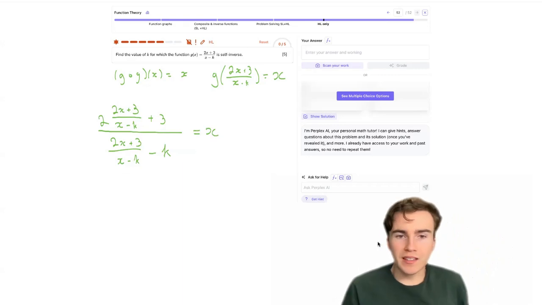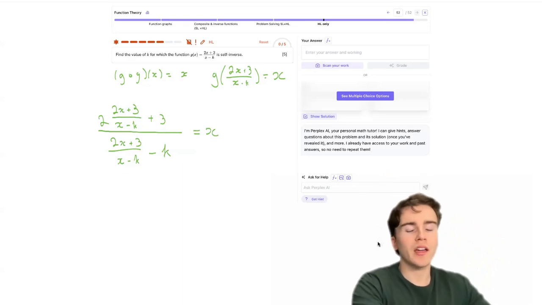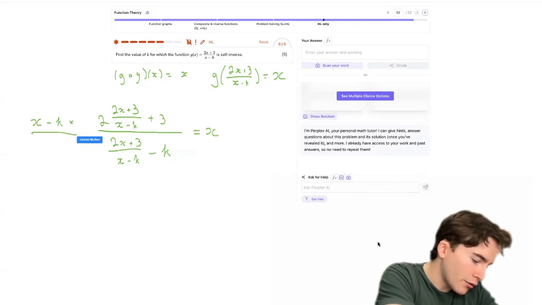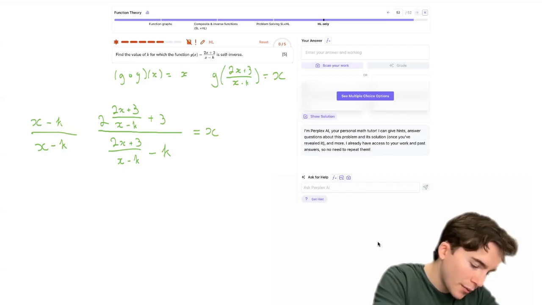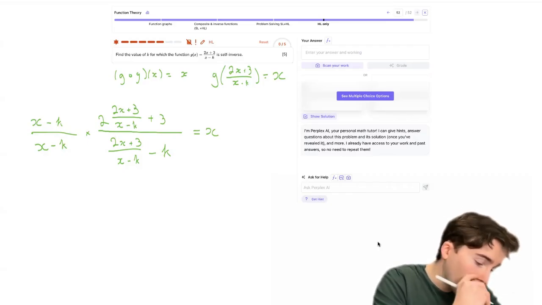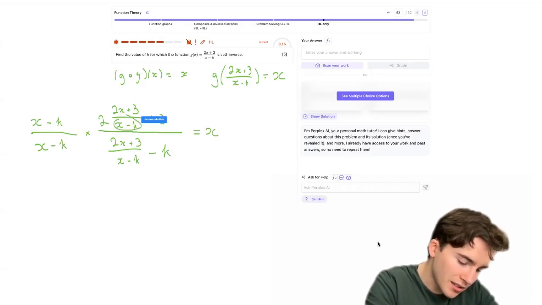Now it's a bit of a mess because I have a fraction in the numerator and a fraction in the denominator, but I can clear it a little bit by multiplying the top and the bottom by x minus k. So I'm going to multiply x minus k over x minus k. And that's the same thing as multiplying by 1, so I am allowed to do that without making any changes to the right-hand side. When I do that, the x minus k is going to cancel with the first x minus k in this denominator.